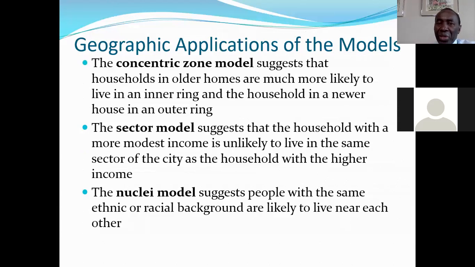So let's see how we can apply the concentric, sector, and multi-nuclear models here in America. For the concentric model, remember, we said that the older houses, like those of immigrants coming in, were closer to the CBD, and the middle class were living in the outer zone, and then the high class were living further away from the CBD. So older houses are much more likely to be located closer to the inner ring, but newer houses constructed nowadays in suburbs will be located some distance away from the CBD and not next door to the other houses.